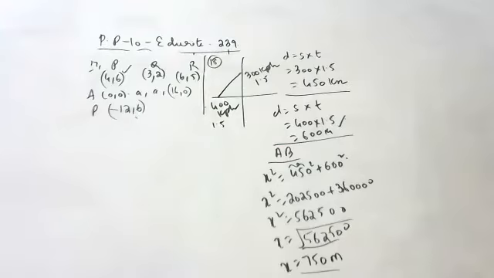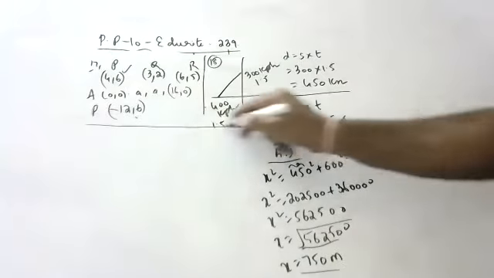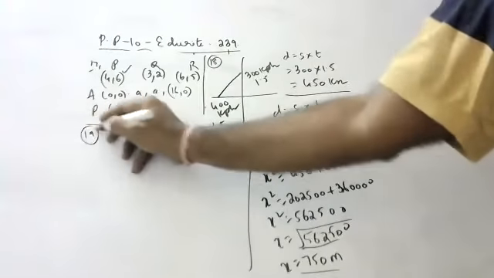750 meters is the distance between them. Children, is it there, 750? Yes, sir, 750. So the option is B. Yes, sir, B.